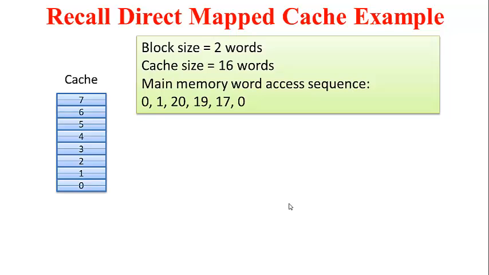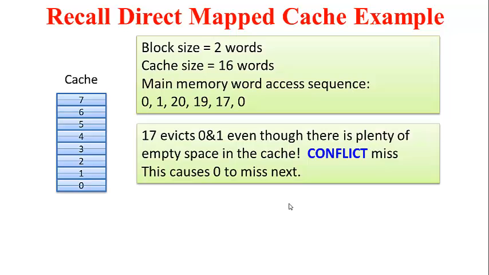We had found that word address number 17 and word address number 0 mapped onto the same cache block, that is cache block number 0. So when 17 is accessed, it evicts the earlier fetched word addresses 0 and 1, and this results in a cache miss when word address number 0 is accessed subsequently. Note that 17 evicts the earlier present word addresses 0 and 1 from block number 0, even though there is plenty of empty space in the cache at the point when 17 is accessed.